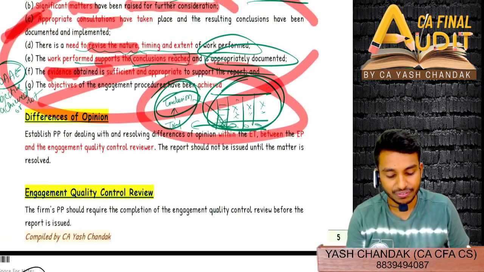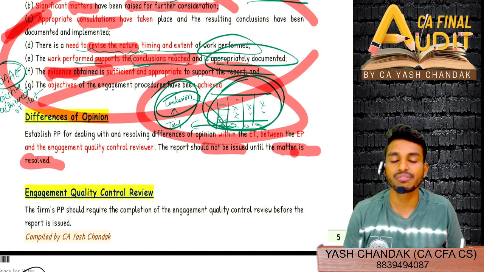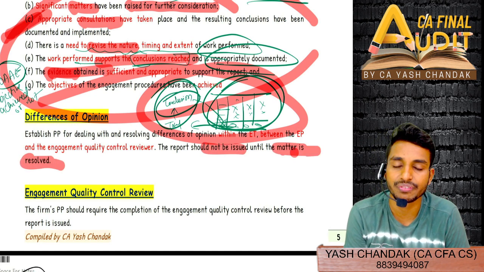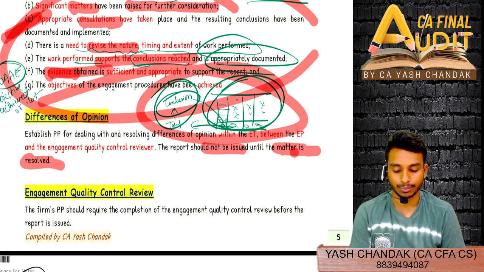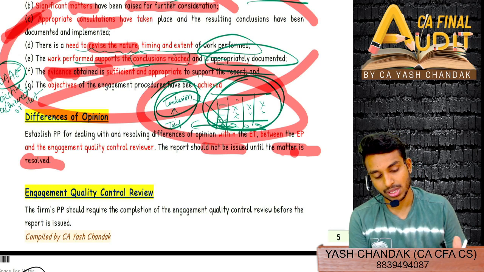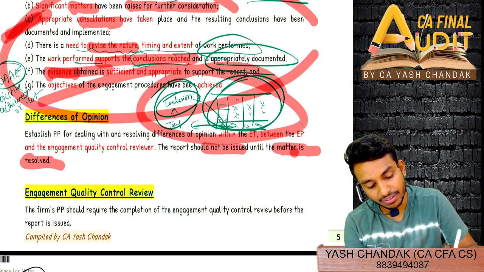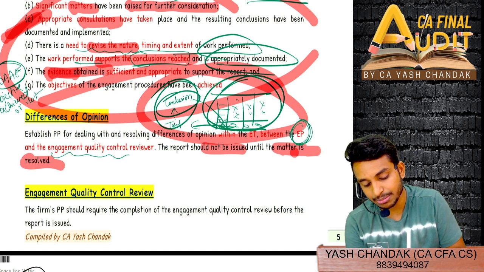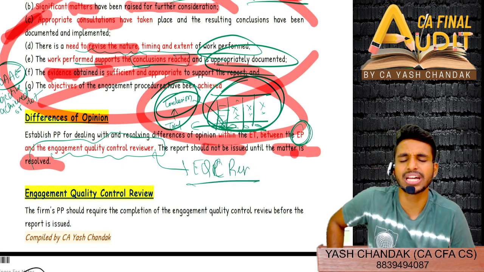Now if there is a difference of opinion, then the report should not be issued until the matter is resolved. That is very simple. If there is a difference of opinion, then until and unless the matter is resolved, please do not issue the audit report. And generally, with whom will the difference arise? The difference will arise between the engagement partner and the engagement quality control reviewer. So who is the EQCR? Engagement quality control reviewer.